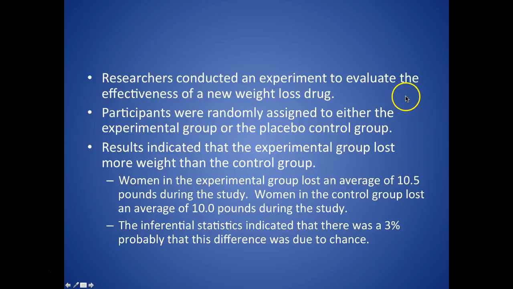Researchers conducted an experiment to evaluate the effectiveness of a new weight loss drug. Participants were randomly assigned to either the experimental group or a placebo control group. Results indicated the experimental group lost more weight than the control group. Women in the experimental group lost an average of 10.5 pounds. Women in the control group lost an average of 10 pounds. The inferential statistics indicated there was a 3% probability the difference was due to chance.